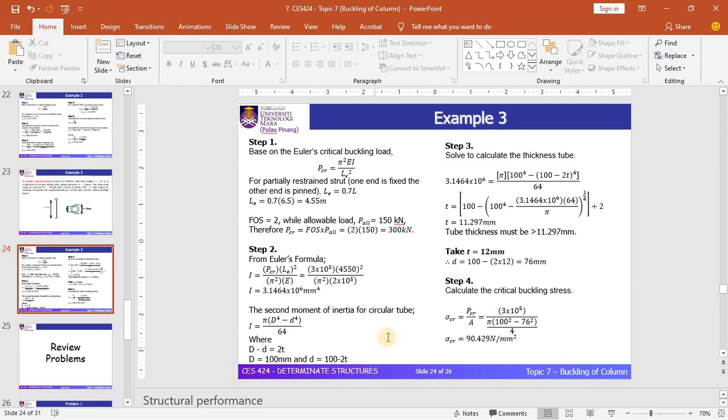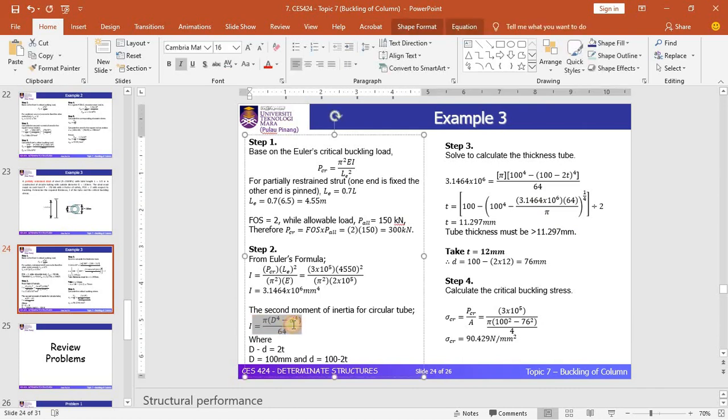Then, by using the equation of second moment of inertia and substituting this equation into it, you will get that T is equal to 11.297 mm. Normally in practice we will round off this value, and you can see that T is equal to 12 mm.